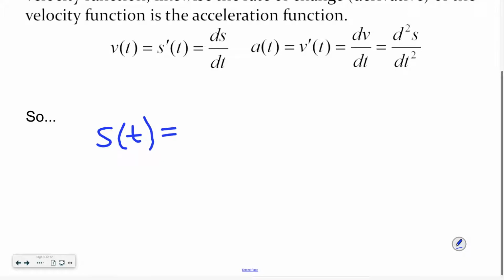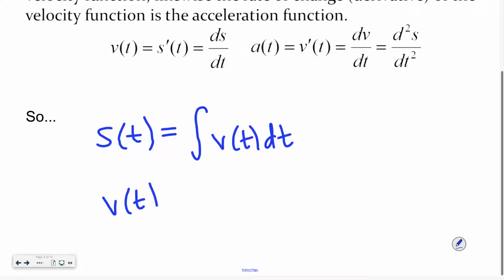How is position related to velocity? It's antiderivative. If we have velocity, we can take its antiderivative to get to position. And if we have acceleration, we can take its antiderivative to get to velocity. Half of our lesson today.